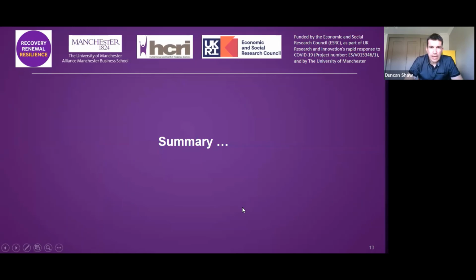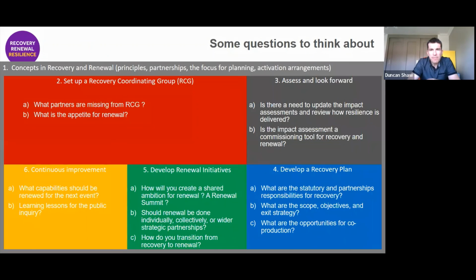So just to bring things together, this module has been about developing the recovery plan. We've given you some ideas of what that plan could include. We're not trying to be too prescriptive in terms of the themes or the topics that it covers, because that will be very much determined by your partnership. But starting to think about how could you structure a document, or how could you structure a plan around some of those things.